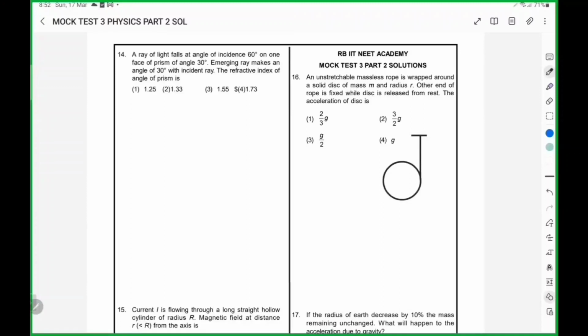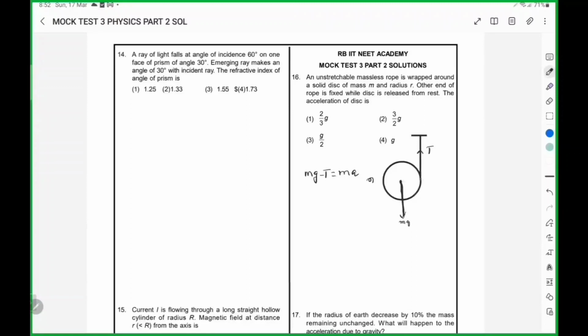A disk of mass m, the other end of a rope is fixed while the disk is released from rest. Once it is released from rest, because of its weight, it rolls down vertically. In the upward direction, the force acting is tension. So the net force is mg minus T equals ma.